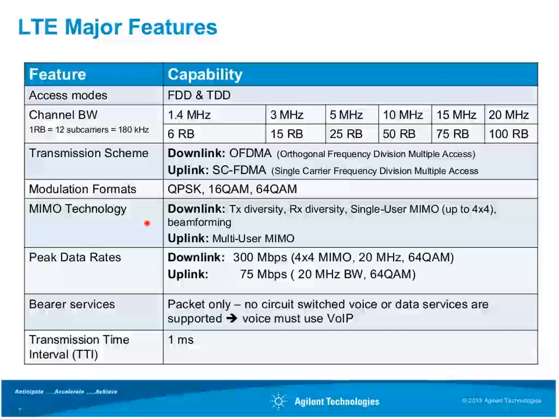The peak data rates. LTE aims to have up to 300 megabits per second peak data rate, and that's with 64 QAM modulation and four layers, or 4x4 MIMO, and obviously the widest channel bandwidth. And I might add that that is under ideal conditions. And for the uplink, it's a 75 megabits per second peak data rate. Under bearer services, LTE uses packet switch only, so it's going to end up having to use voice over IP for voice communications with some guaranteed bit rate. And this requires priority handling or some level of quality of service implementation.